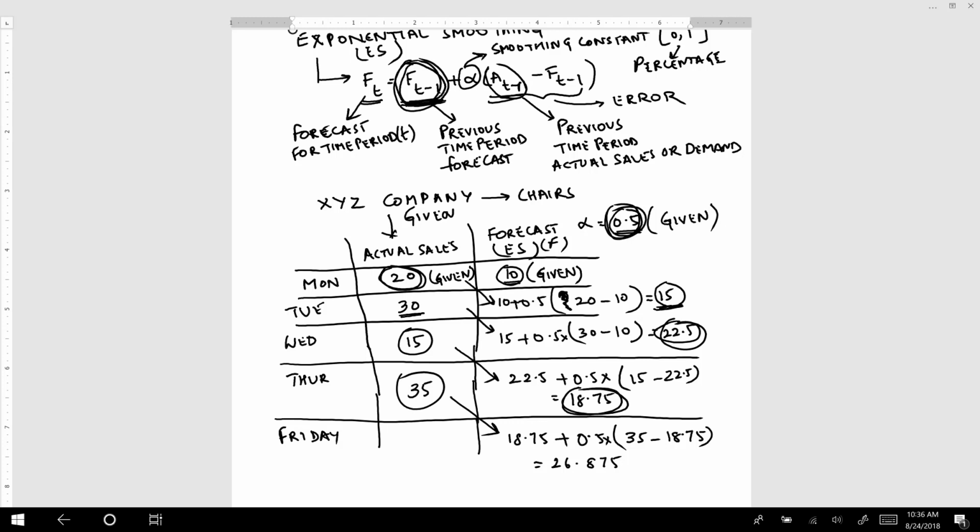That's the main important concept of exponential smoothing. This concludes my lecture on exponential smoothing.